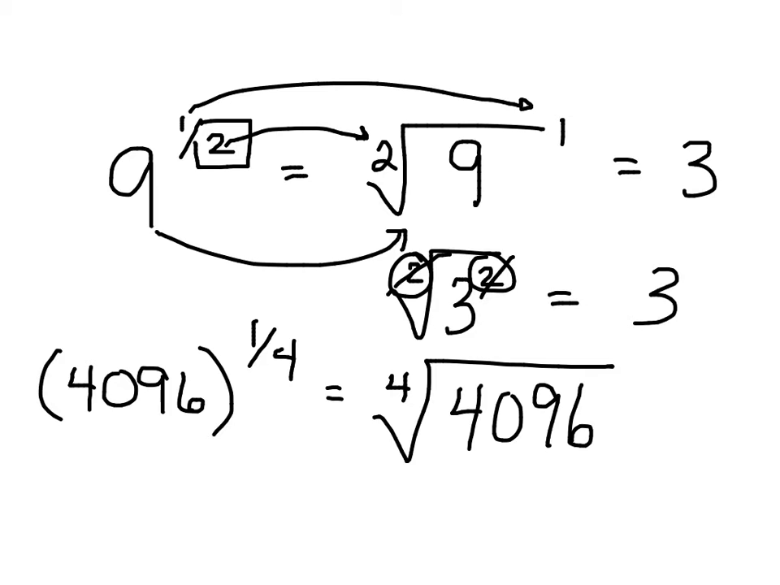4 times 4 is 16. 16 times 4 is 64. And 64 times 4 is 256, so not quite. What are we at, 5? 5 times 5 is 25. Times 5 again is 125. Times 5 again is 625.